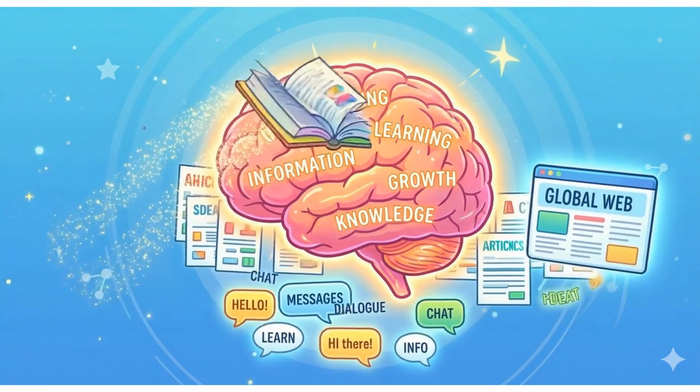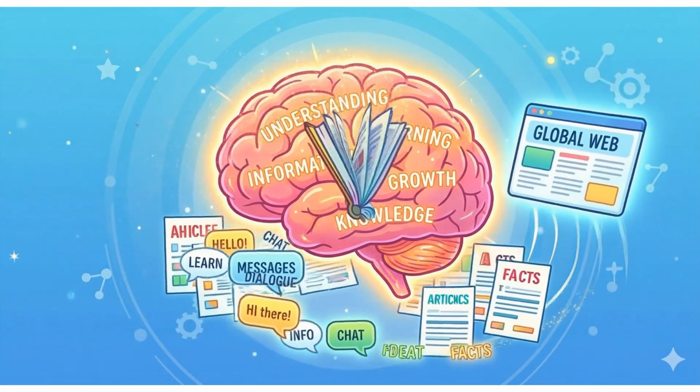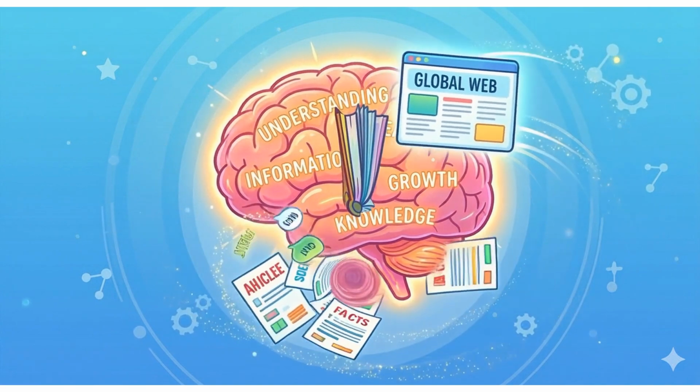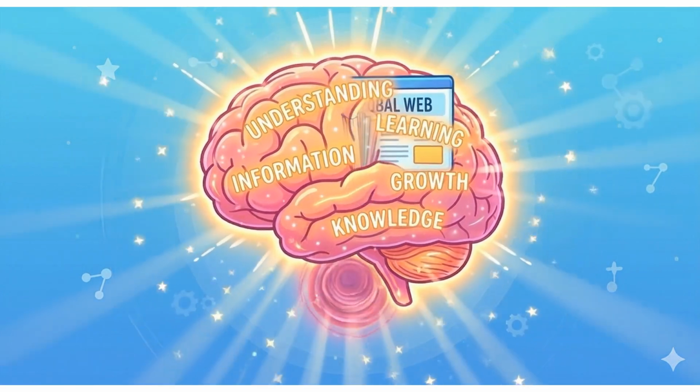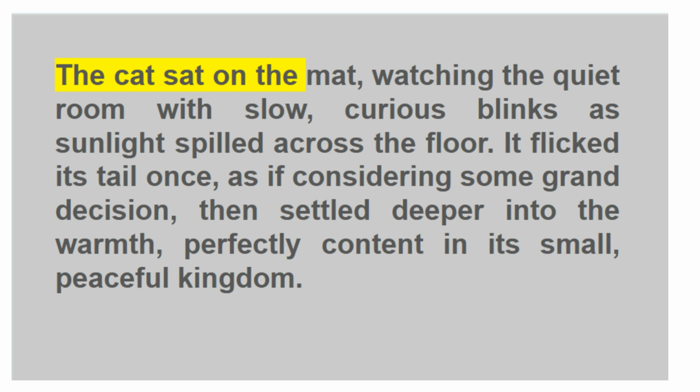First, the model needs training data to learn from, so we gather huge amounts of text from books, websites, and conversations across the internet. The model doesn't look at this entire training data at once. It only sees a small chunk of text at a time. This chunk is called the context window.